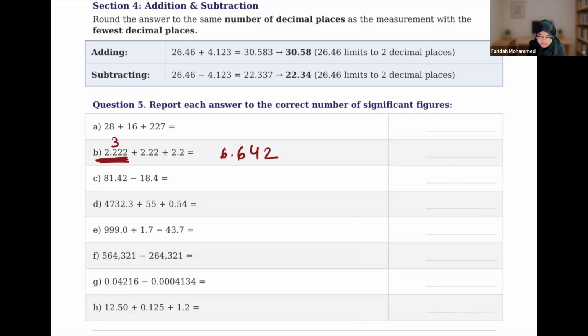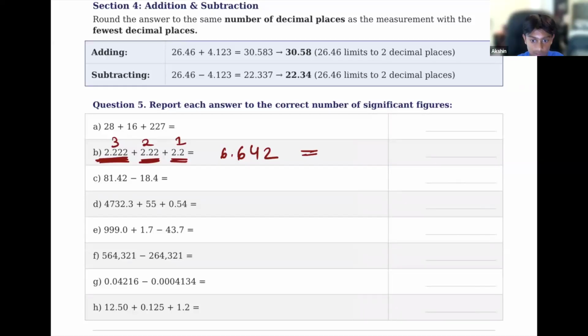The second one, 2. This one, 1. Okay. So your answer has to have how many decimal places? 1. So let's round it up. It would be 6.6. Good job. Okay, makes sense? Yeah. Okay.